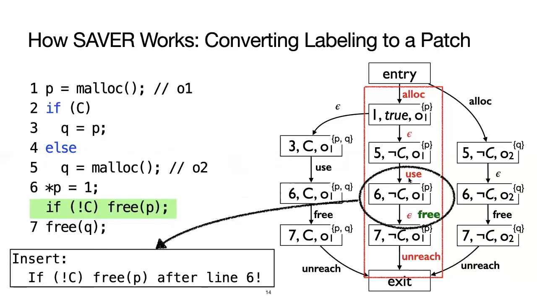We can infer from the edge itself that the patch must be applied after line 6 and the path condition not C is required. We can also infer that the pointer expression to which free must be applied is p, from the points-to information associated to each vertex.